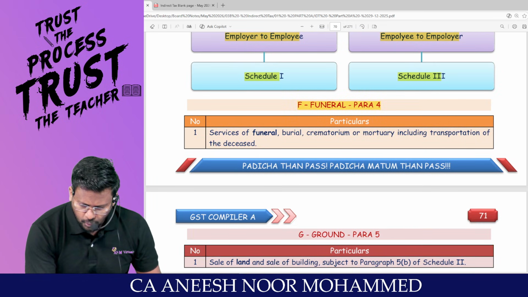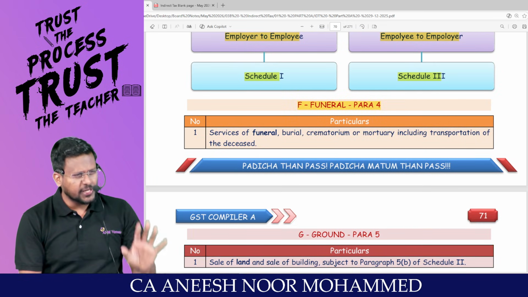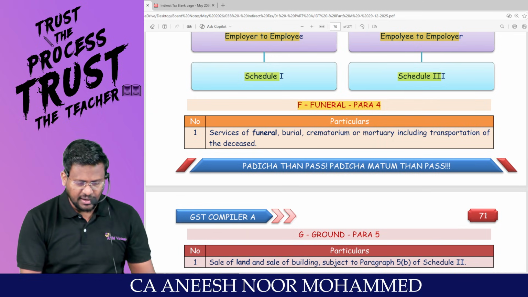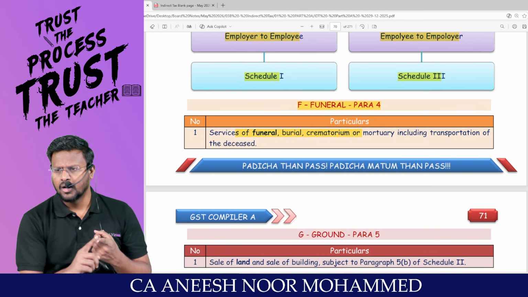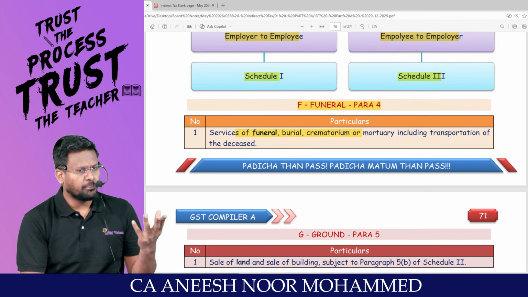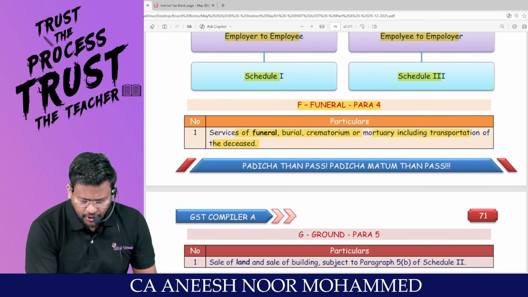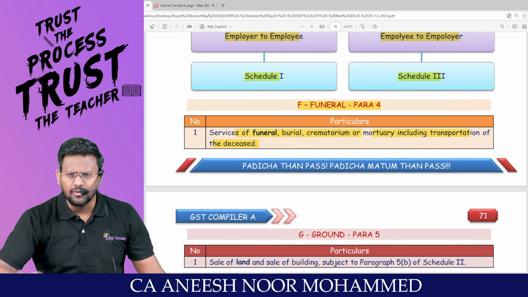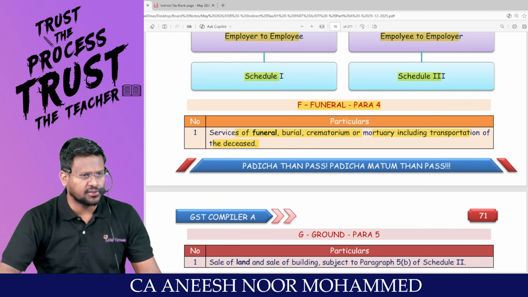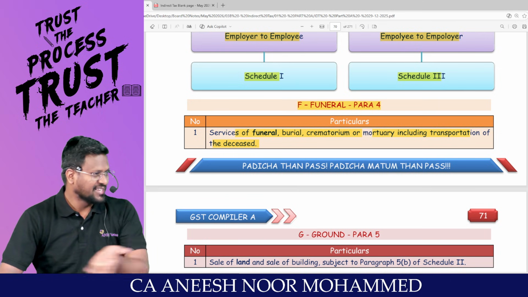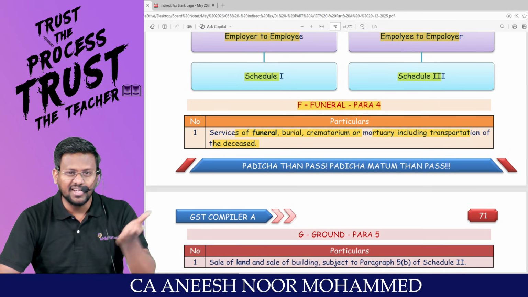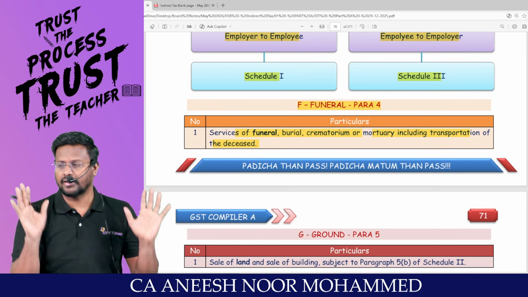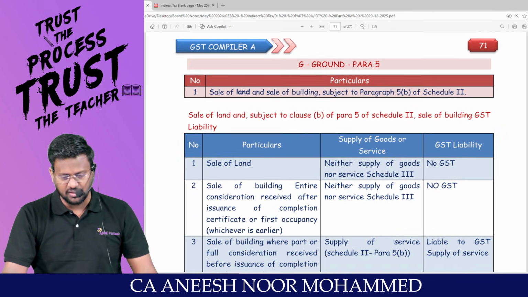F stands for funeral. Sir, if you are a service provider providing services relating to funeral, such as funeral, burial, crematorium, mortuary, including transportation of the deceased, these are exempt from GST. For example, I am providing funeral services. Sir, a vehicle will be there to carry the deceased person, or any service related to funeral is neither supply of goods nor supply of services.